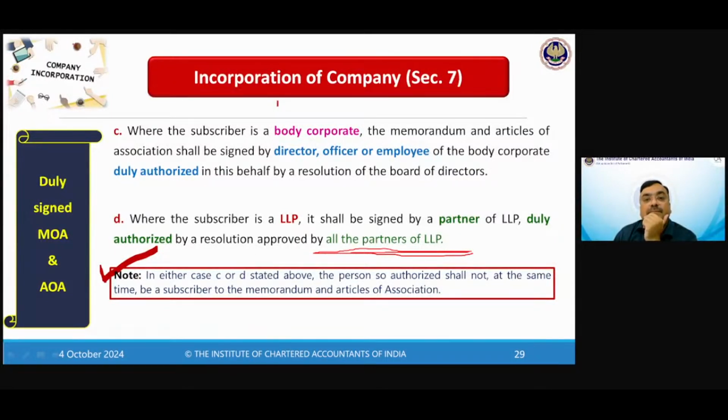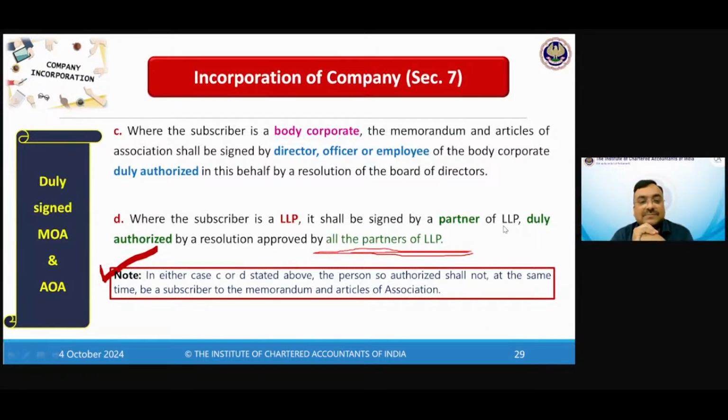Sir, can I tell, sir? Yeah, please. Sir, a body corporate, because it is a legal entity, has to be represented by a person. It may be a director, officer, or employee of that body corporate. And in case of LLP, one partner has to sign on behalf of the LLP. Here in this case, in the MOA, all the initial subscribers will be listed. So this particular authorized person shall not apply for the company in their individual capacity.